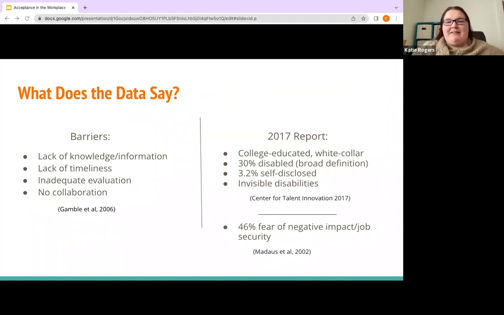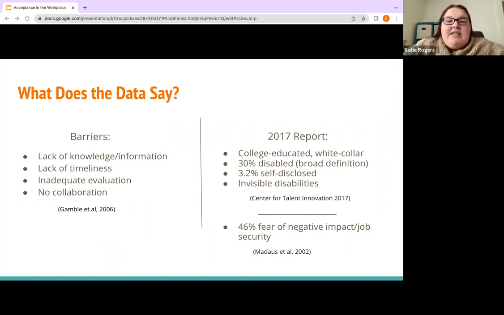Now, what would a presentation be without data? If you know me, you know that I love data. So let's talk about what the data says. According to Gamble, some typical barriers to the use of workplace accommodations are lack of knowledge, which is why we're here today to educate you, lack of knowledge and information about workplace accommodations and special technologies, a lack of timeliness in receiving the workplace accommodations. Okay, so now you are able to get workplace accommodations, but now it's taking a long time to implement them. That can be a barrier. Inadequate evaluation procedures, as well as the absence of collaboration. And we'll talk about your role in that collaborative piece in a minute.